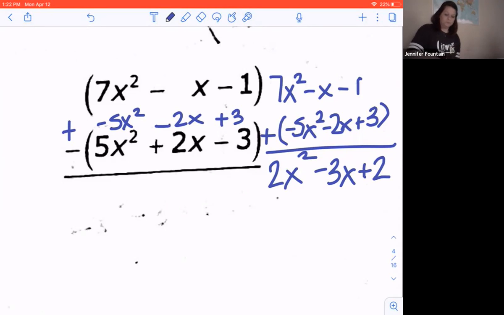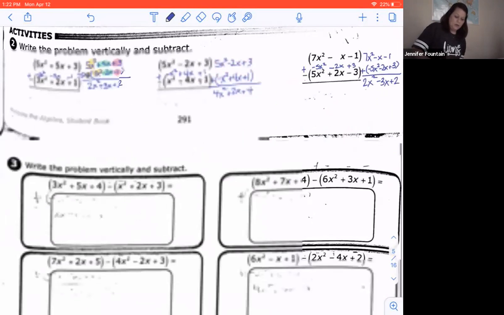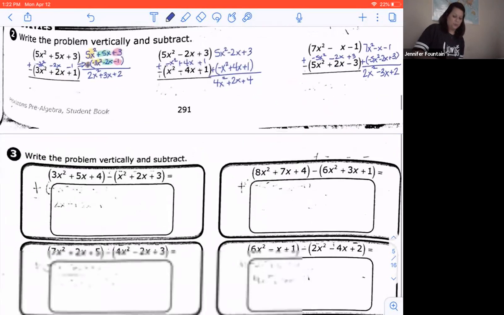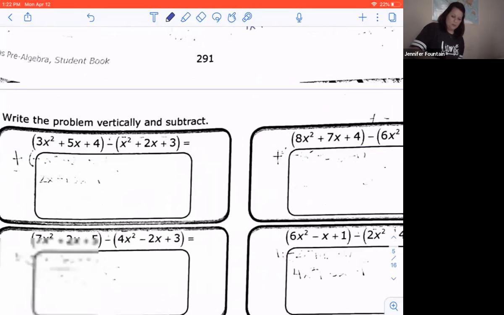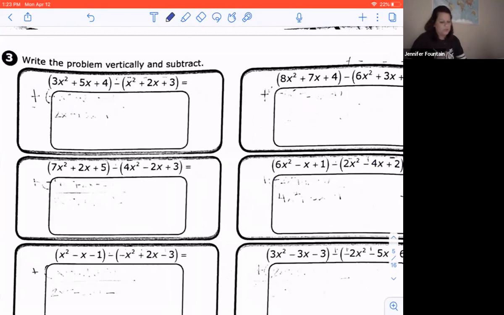All righty. Let's go ahead and go to activities 3 on page 292. Let's see, there are 6 problems here. So what we'll do is we'll do the first 3 on the left-hand side together, and then the 3 on the right-hand side will become homework. So we'll go ahead and do these.